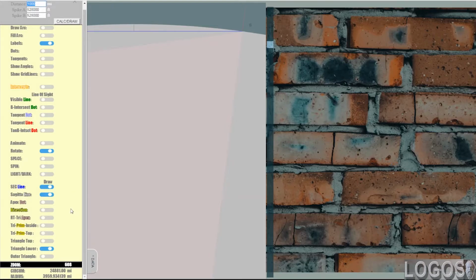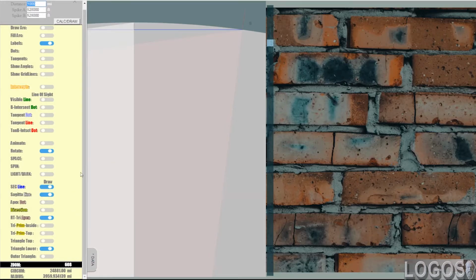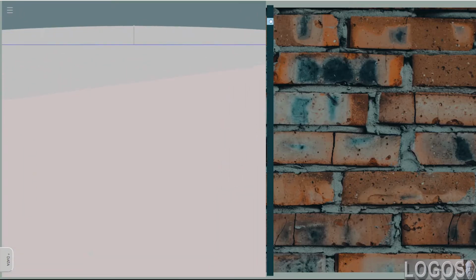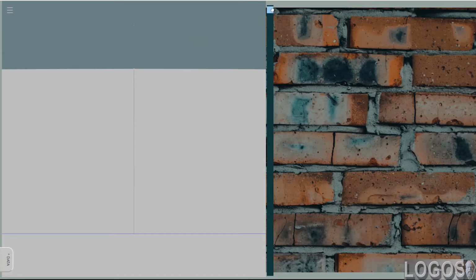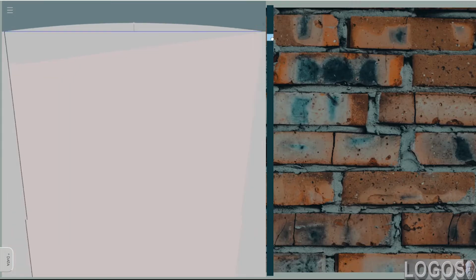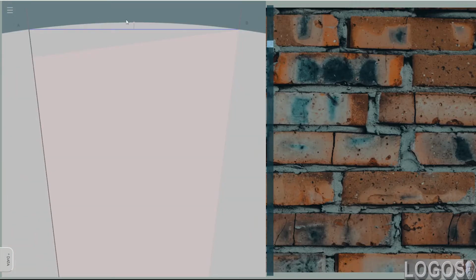Now, here's the apex. No, I don't want to draw the triangle. I want to draw the apex dot. There's the apex dot, right there in the middle. That is the apex of the hump. The bump, okay?